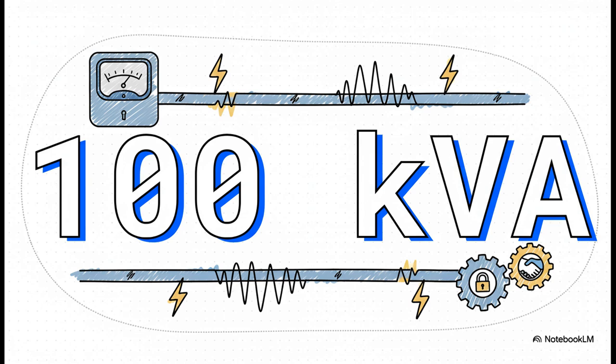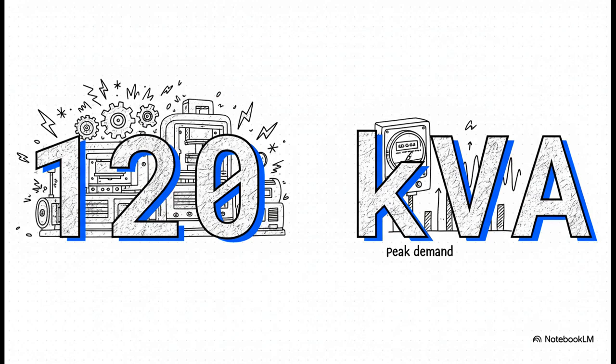Let's use a super simple example. Imagine your business has a sanctioned load of 100 kVA. That's kilovolt amperes, just a measure of electrical power. This is the limit you and your provider agreed on. But then, one busy Tuesday afternoon, you fire up several large machines all at the same time. For a brief 30-minute window, your power usage just spikes, and the meter records a peak demand of 120 kVA.